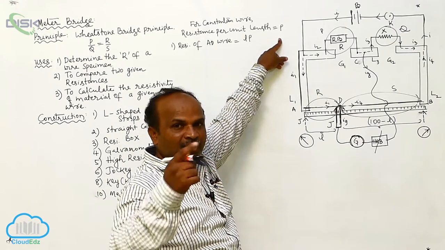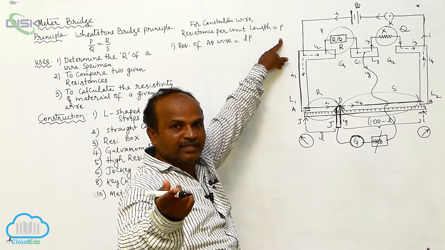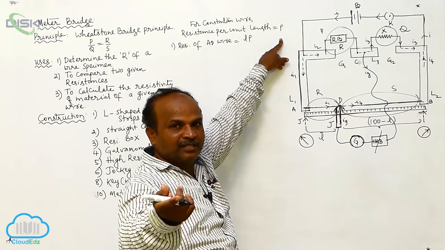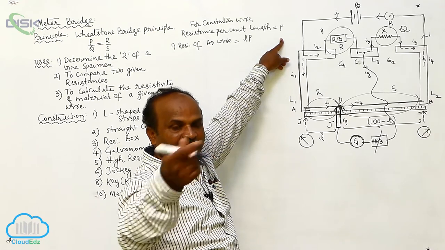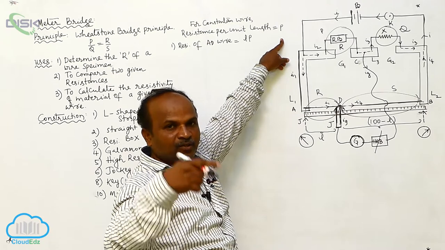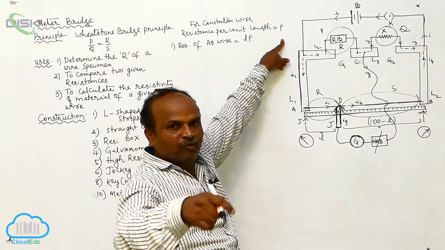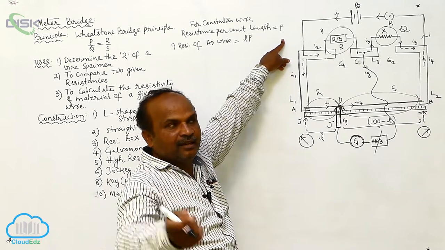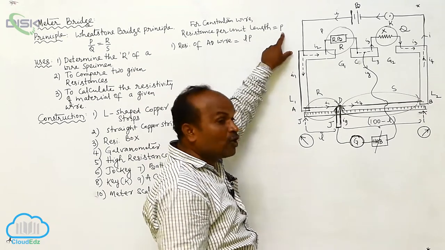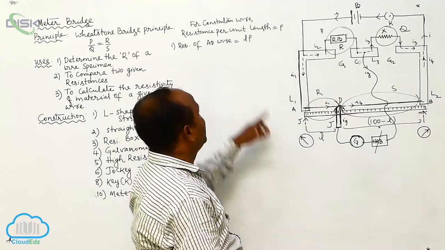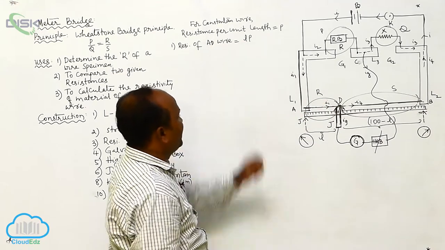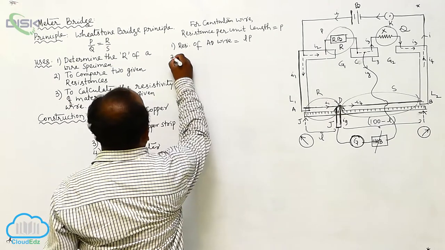For 1 meter, rho is the resistance. For 2 meters, 2 rho is the resistance. For 3 meters, 3 rho is the resistance. For 4 meters, 4 rho is the resistance. For L meters, what is the resistance? L rho. Next, the second one.